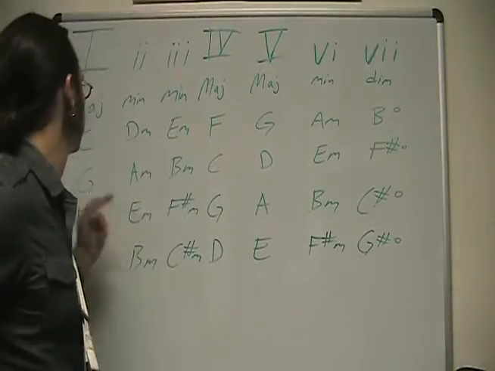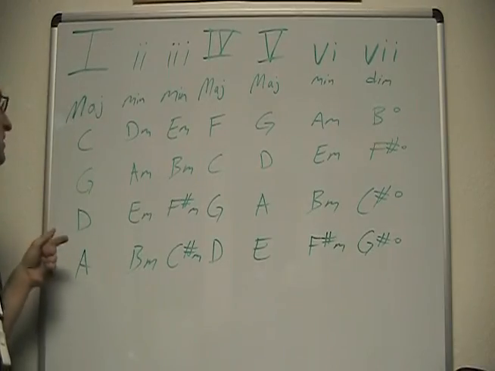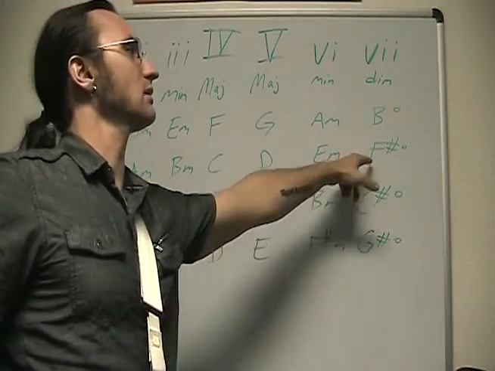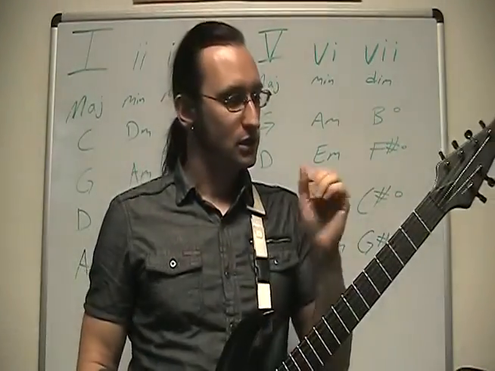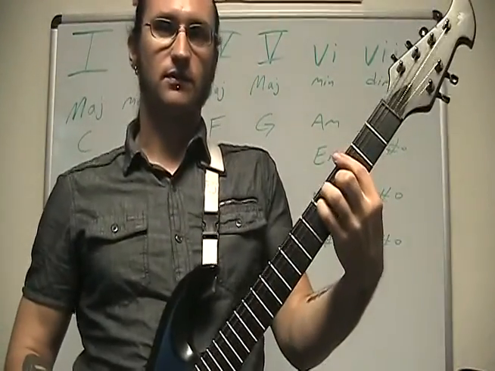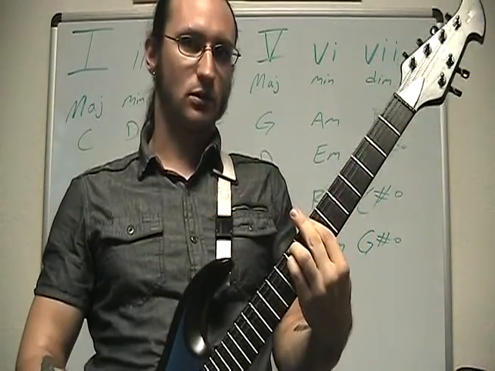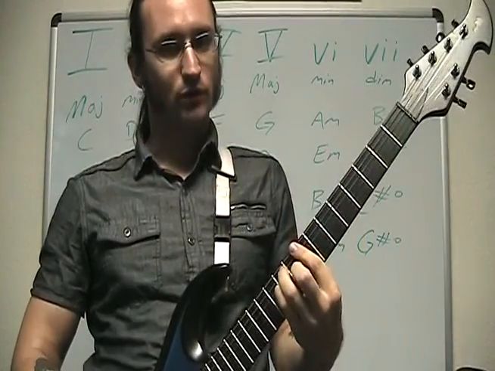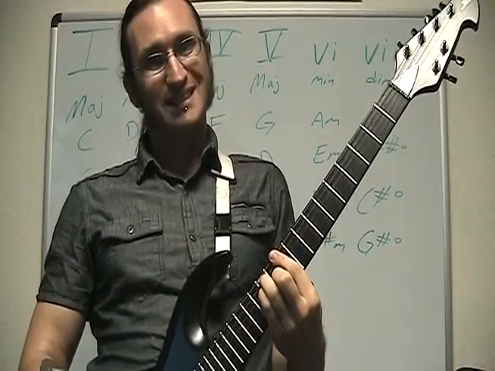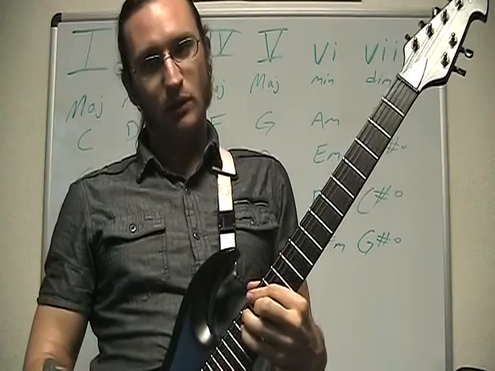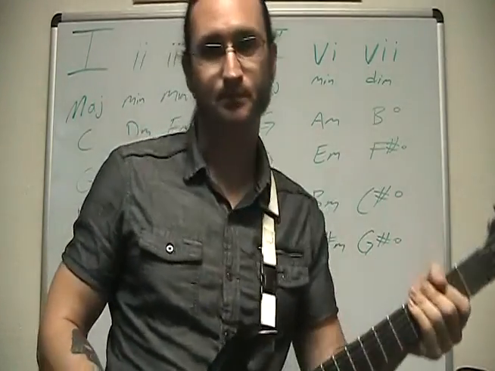So we go down to the key of G. So we have G major, A minor, B minor, C, D, E minor, F sharp diminished. So start here. We have, again, G major on the 1, second chord is A minor, third chord B minor, fourth chord C major, fifth chord D major, sixth chord E minor, seventh chord F sharp diminished.